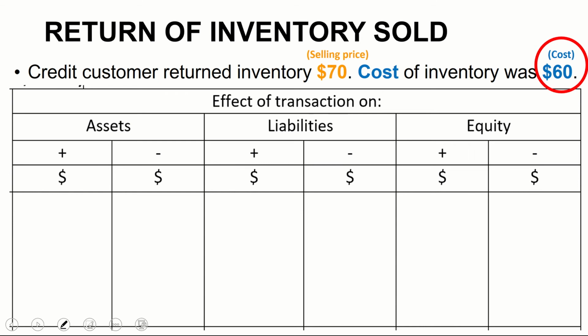How do I know that $60 is the cost? Because the other number, $70, is higher than $60, and the higher number is usually the selling price. The lower one is usually the cost price. Another clue is this word here, cost. All right, so I'm going to record this blue color cost of inventory first.